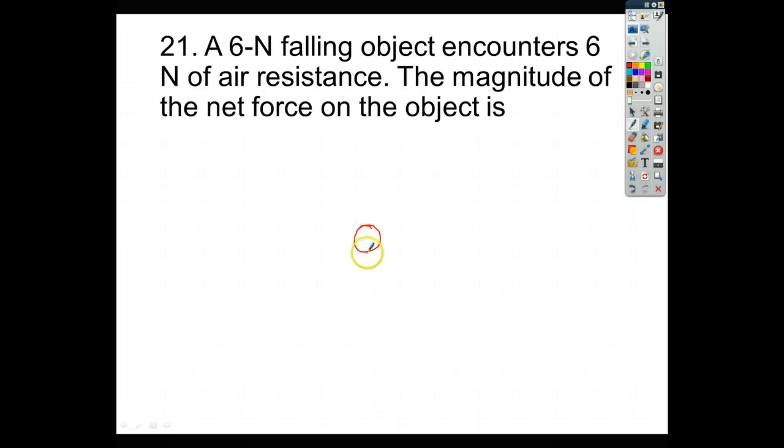Here's our object. The 6 Newton falling object would have a weight of 6 Newtons, and then there would be a 6 Newton air resistance going in the opposite direction. So you can see that they both cancel, and the answer would be 0 newtons.